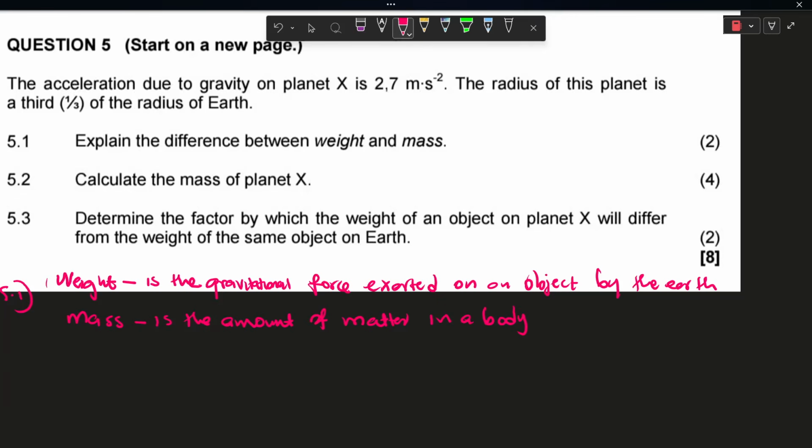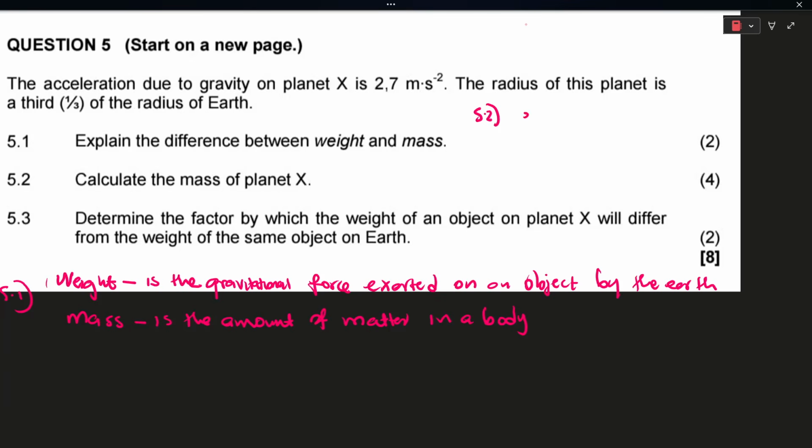Now the next question is: calculate the mass of planet X. Don't forget to pause the video and then you try it. The moment we do it for you, it will be a very good correction. You'll be able to see your mistakes. Let's have our question 5.2. Small letter g, that is the formula we can use.